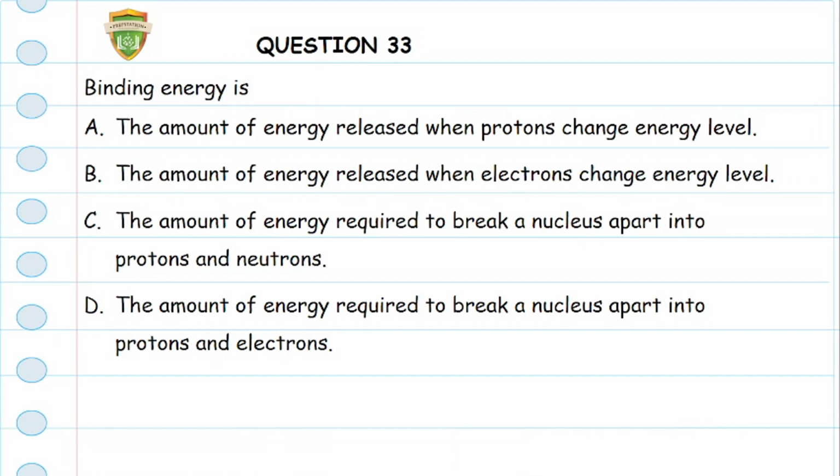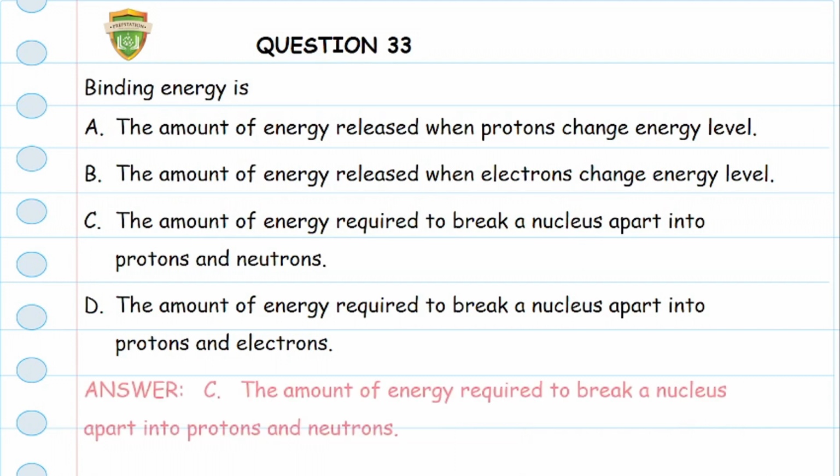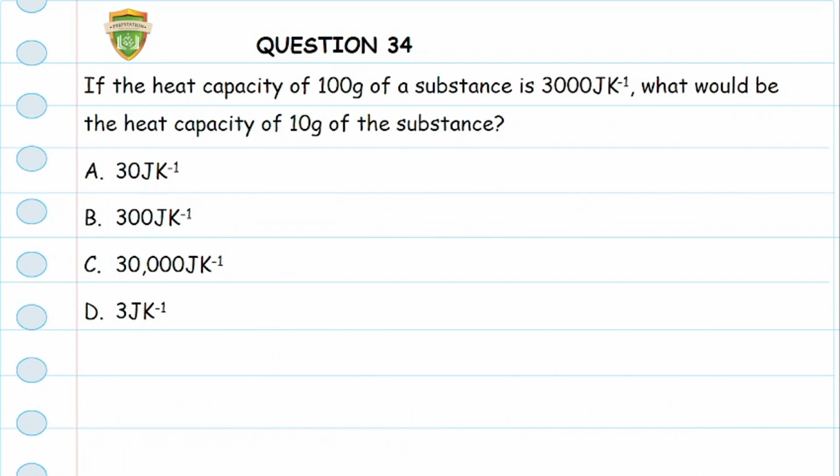And we can look at option D, for example. The nucleus does not contain protons and electrons. It contains protons and neutrons. So automatically option D is out. Now for option A and B, binding energy is not the amount of energy that is released when protons or electrons change energy level. So that means that our answer is C, which is the amount of energy required to break a nucleus apart into protons and neutrons. So that is option C.